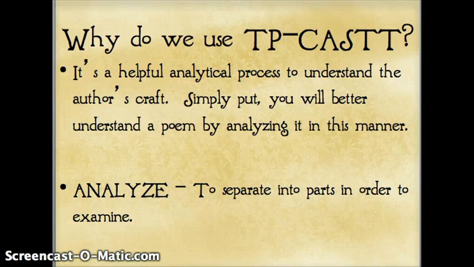Please remember that analysis, or to analyze, is to separate something into parts in order to examine it more carefully. And that's really what we do. We pick it apart into a variety of parts, and then we put it all back together and try to determine its larger meaning.